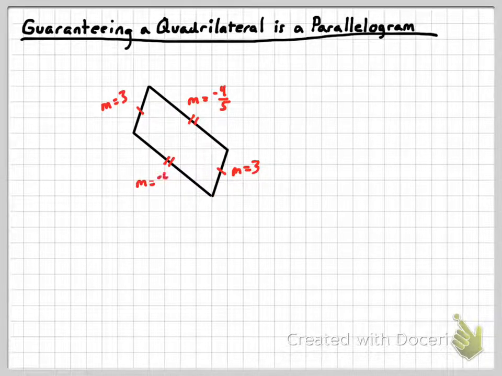And so what we've done is we've basically shown that anytime you have a quadrilateral and the opposite sides are congruent, it's necessarily going to follow then that the opposite sides are going to be parallel, and so it's a parallelogram. Alright, make the opposite sides congruent, and you've guaranteed you've got a parallelogram.